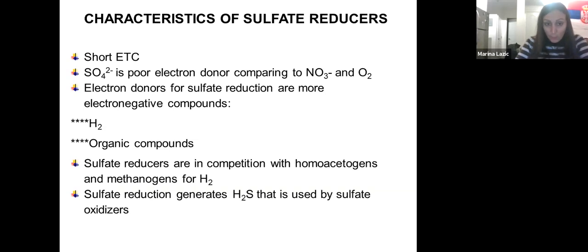They can oxidize either organic compounds or hydrogen because they are more electronegative than the electron acceptor. So sulfate reducers are usually in competition with homoacetogens and methanogens, and you can conclude why. Because in order to get sulfate reduced, they have to oxidize some electron donor, so they have to have a good redox couple, and that can be only hydrogen or organic compound. So if there is no organic compound, they have to take hydrogen, and hydrogen is a source of electrons for acetogens and methanogens, so they are in competition. When hydrogen or an organic compound is oxidized and sulfate is reduced, as a result, we get hydrogen sulfide. And now hydrogen sulfide is an electron donor for sulfur oxidizers, which we covered first.